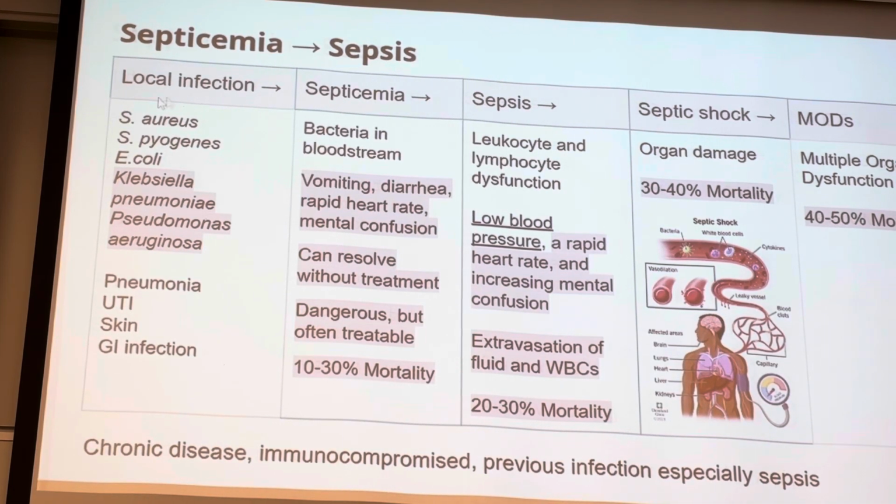Now you have local signs and symptoms, and then systemic signs and symptoms. Like mental confusion, it could be nausea and vomiting, it could be rapid heart rate, it could be feelings of flu-like symptoms. But then all of a sudden the blood pressure drops. And when the blood pressure drops, that's the first sign of sepsis, that your patient is having immune system dysfunction because of that vasodilation.